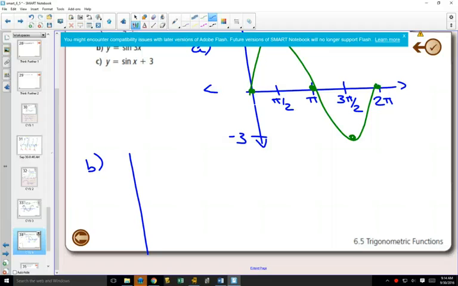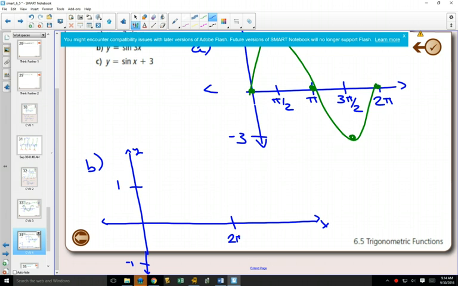Part B. Now the 3 is inside of our function. And so our amplitude is going to stay 1 and negative 1. But if we mark along here, that 3 is going to multiply our x values by 1/3. Or if we use our new formula, period is 2 pi over the b value. Our period is going to be 2 pi over 3.